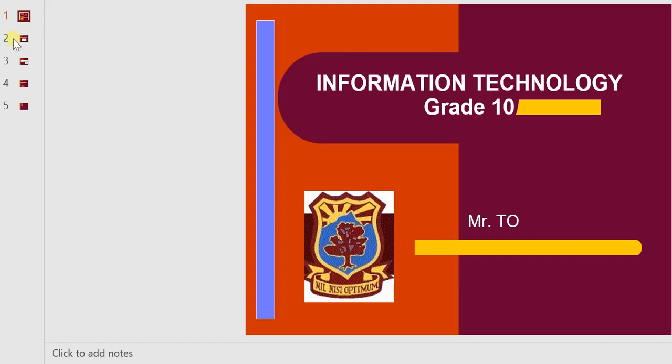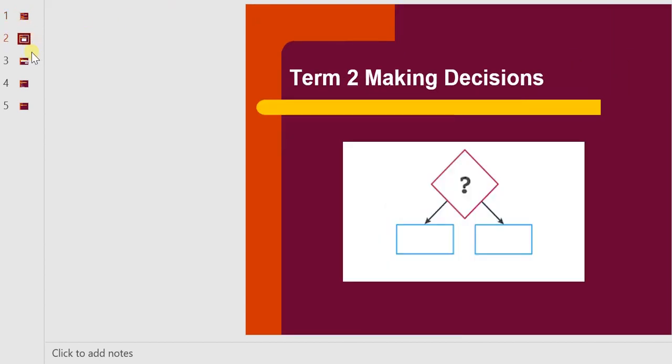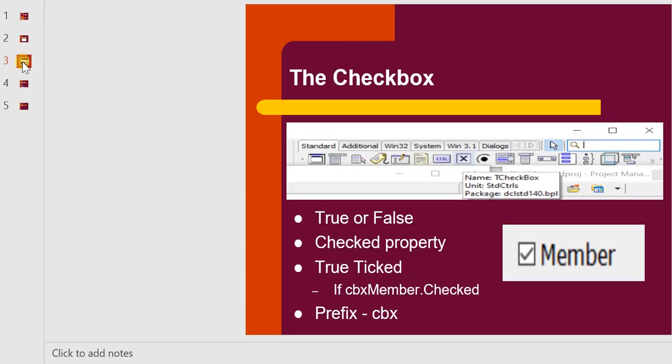We're still going to continue with decisions here in Term 2, and what we're going to look at today is a new checkbox. The checkbox will allow the end user, once again with a graphical interface, to determine some input, and this particular object will show us a Boolean true or false, and it's controlled by the checked property.